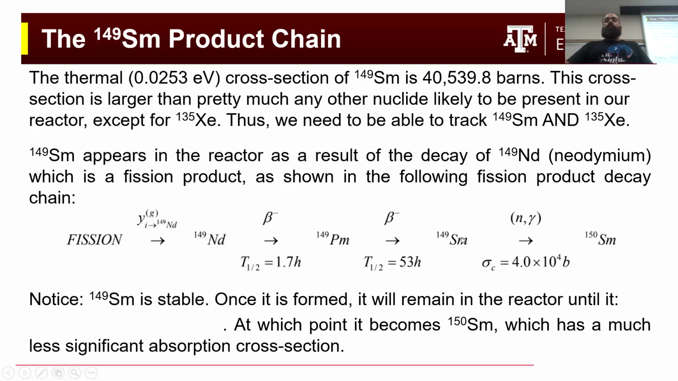So once we form the samarium, the only way that it leaves our reactor is by absorbing a neutron. So it remains until it absorbs a neutron. So this is like the production and destruction chain that we would use to predict what is happening with samarium in our reactor.